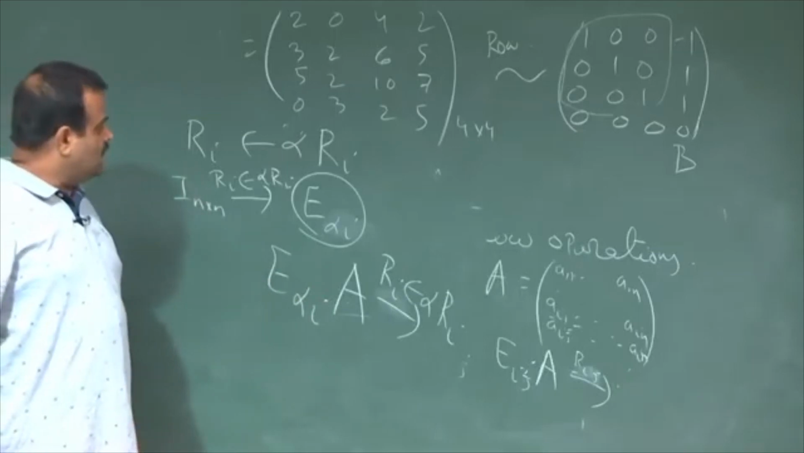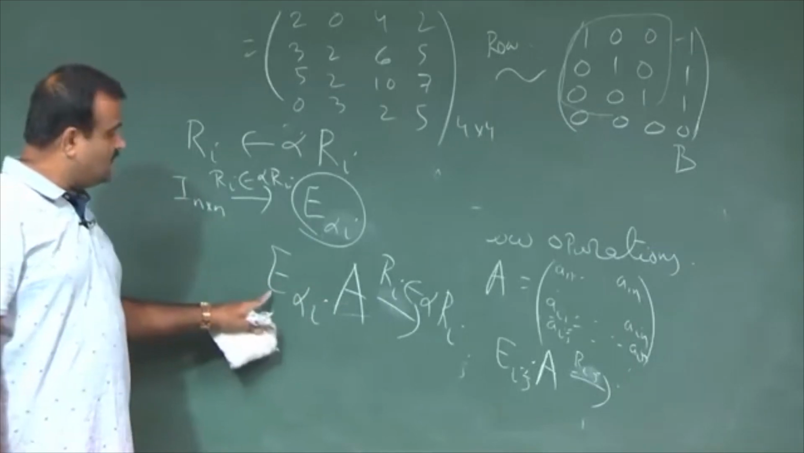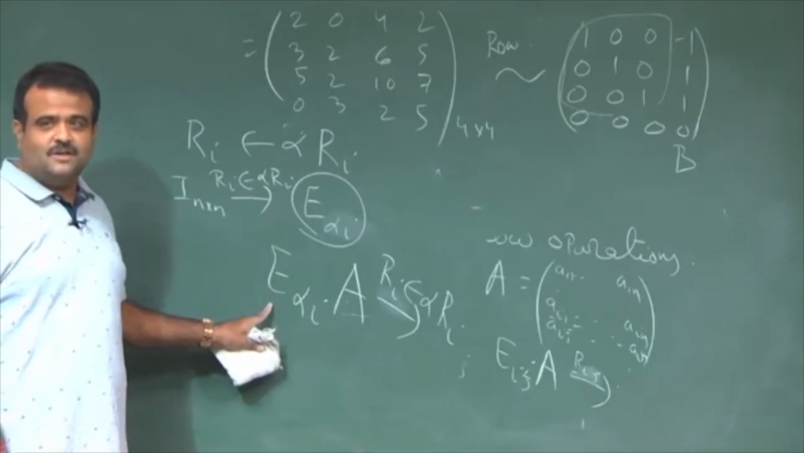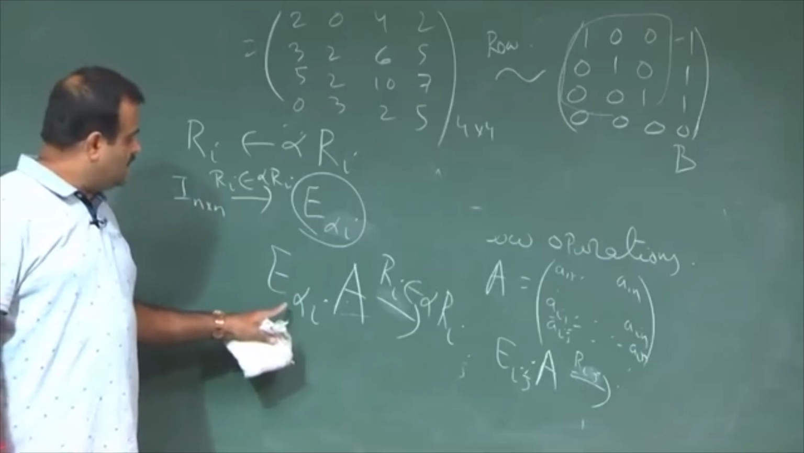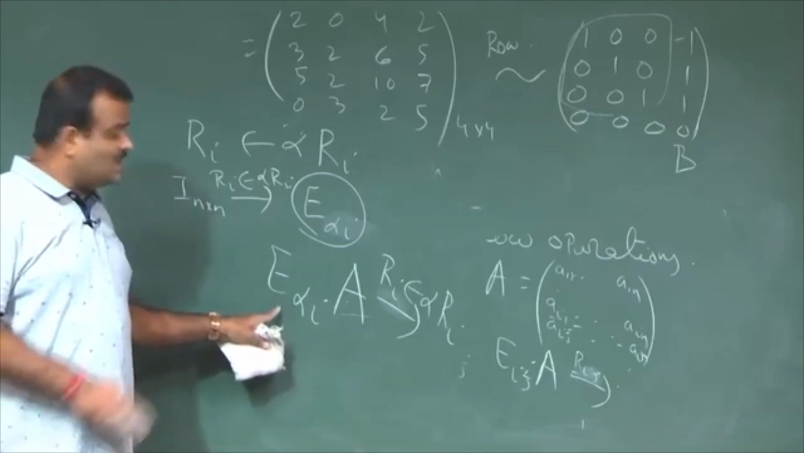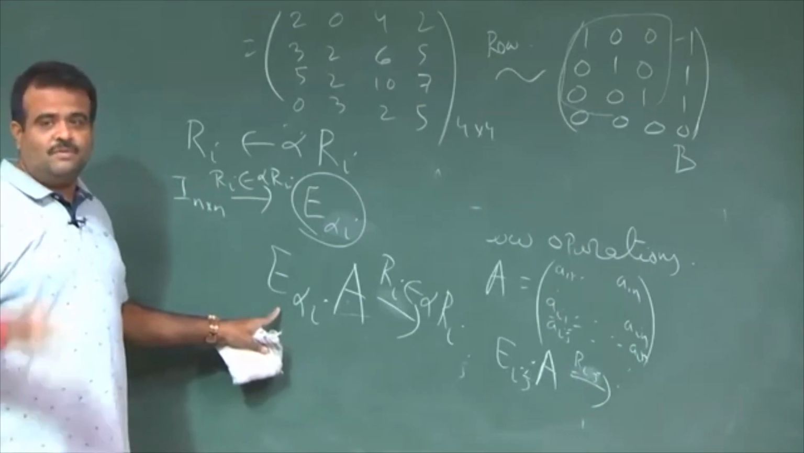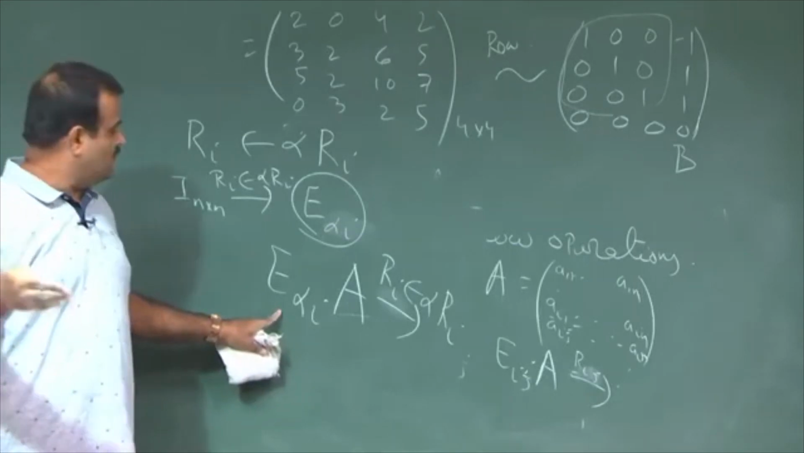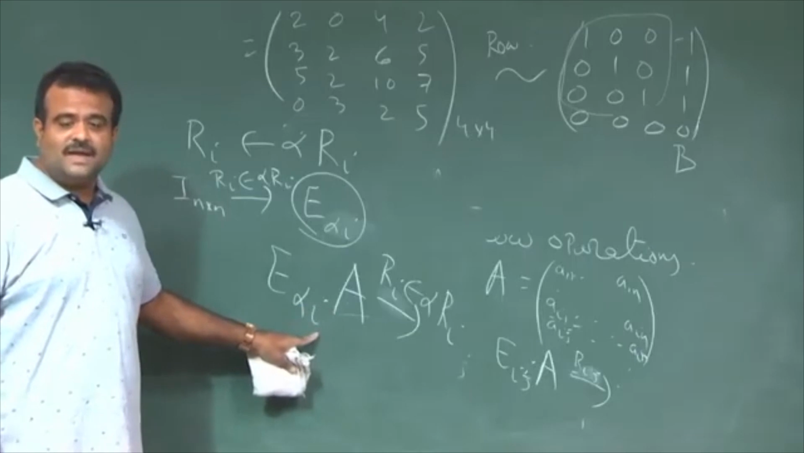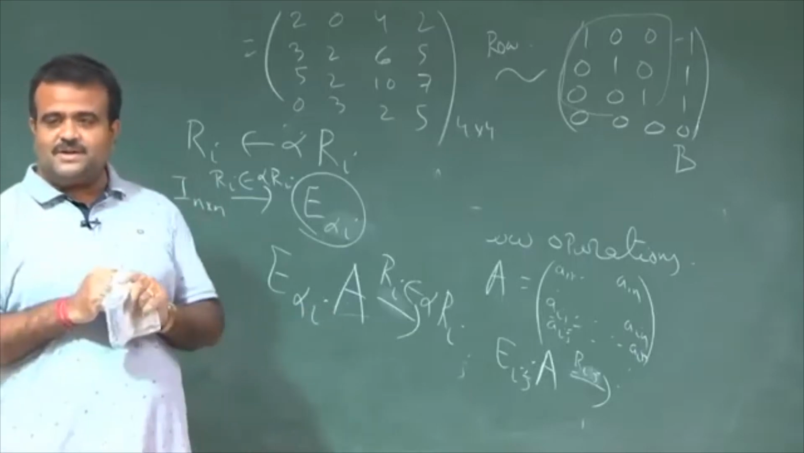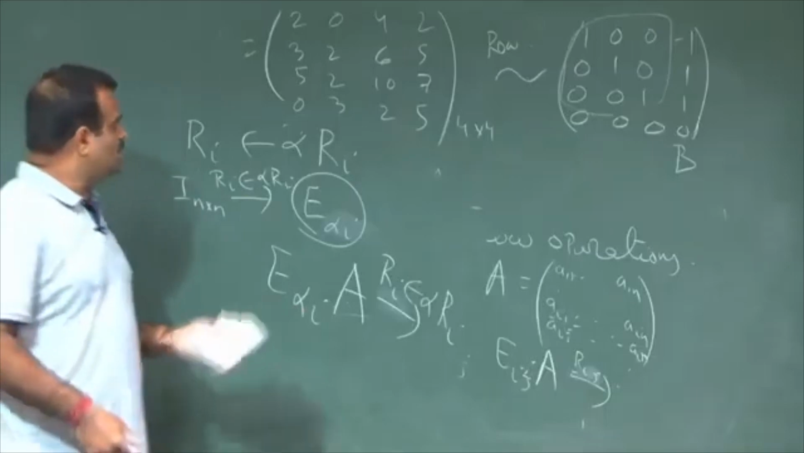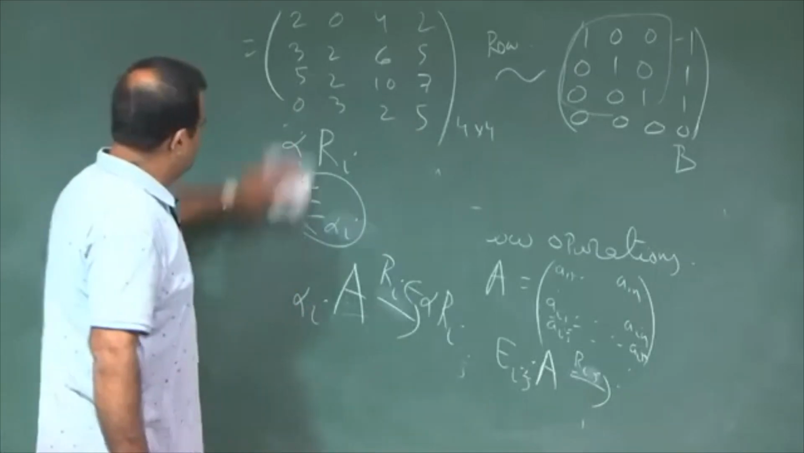Now, since this is an elementary matrix, and an elementary matrix is a non-singular matrix, that means their rank will be the same. So, if we have a matrix A and we do the row operation on it, we get another matrix B, which is nothing but multiplying the elementary matrix with A. So, then the rank will be the same. So, that is why the rank of this is the same.